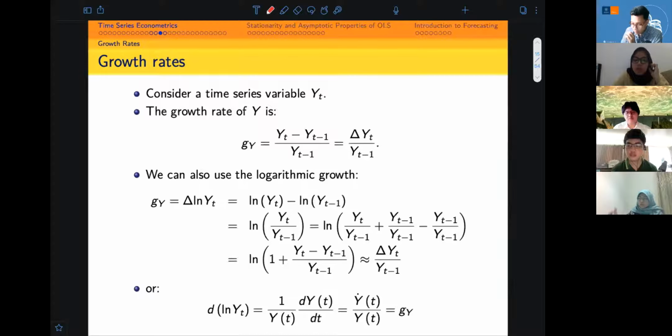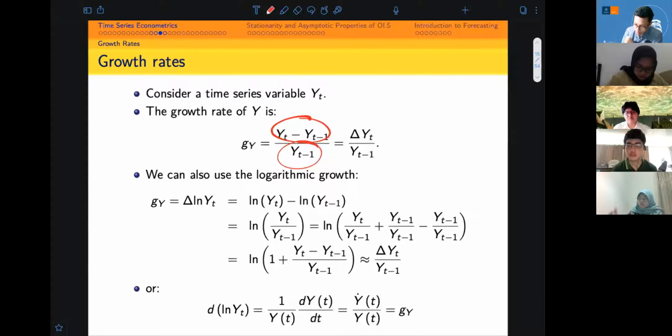So basically, there are two ways to calculate growth rate. The first one is something that Zaki has mentioned before. What you want to do is calculate the difference between y at period t and y at t minus 1, and then divide it by y at t minus 1.